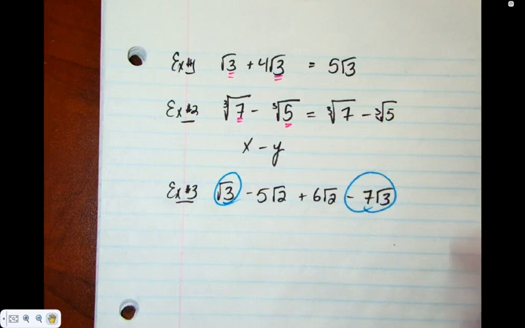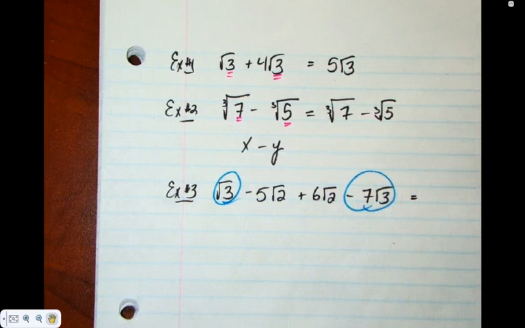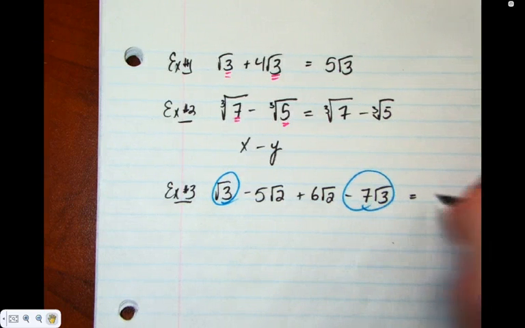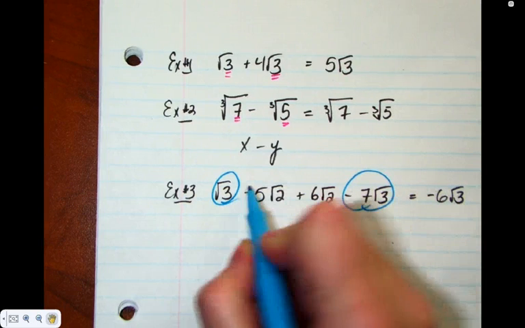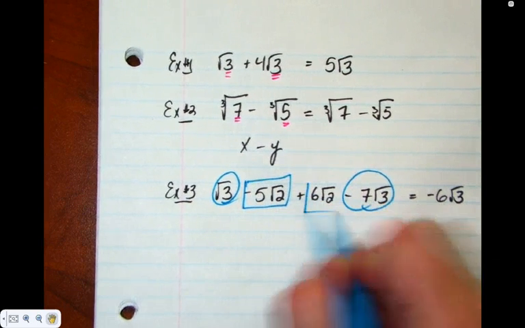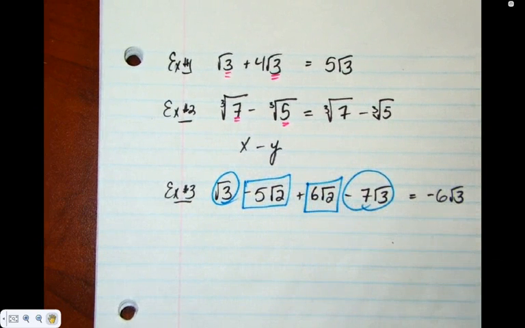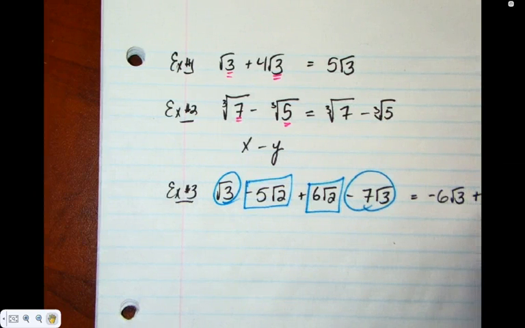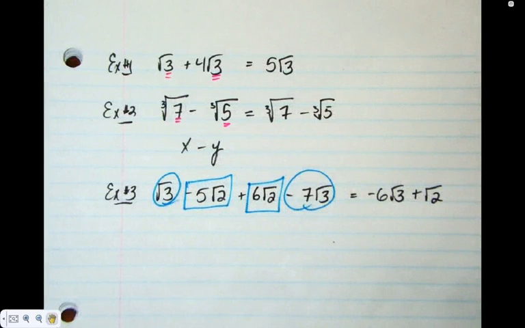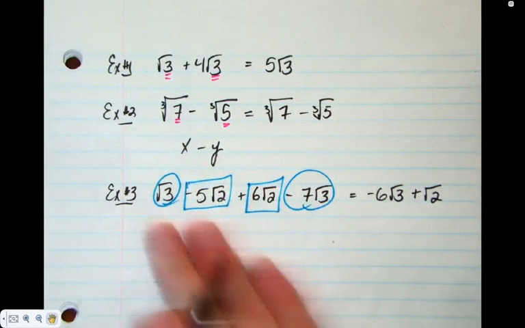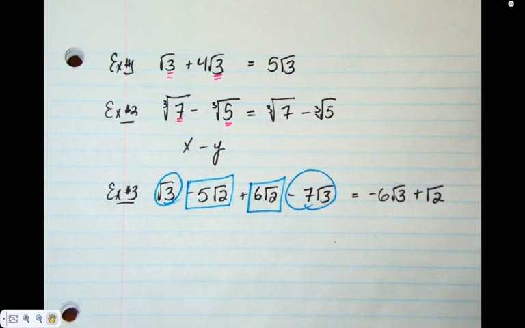And now we're just going to add. If I have 1 root 3 minus 7 root 3, how many root 3's do I have? Minus 6 root 3. Then I'm going to box the root 2, so I have minus 5 root 2 and plus 6 root 2. How many root 2's do I have? And you know I don't need to write the 1, we just write it as root 2. So if you like this technique, do it. If it does nothing for you, don't do it. It's completely up to you.